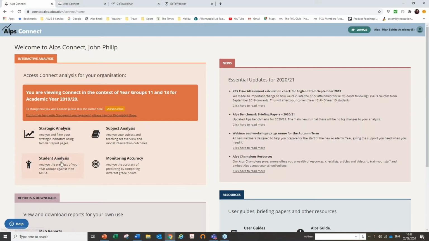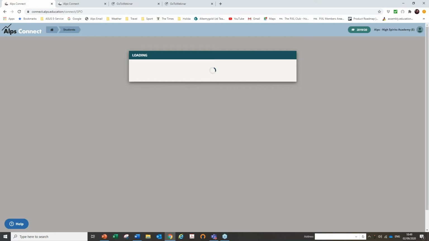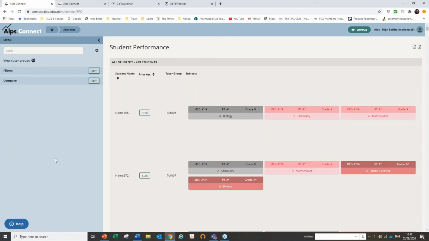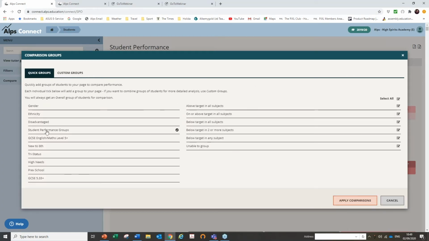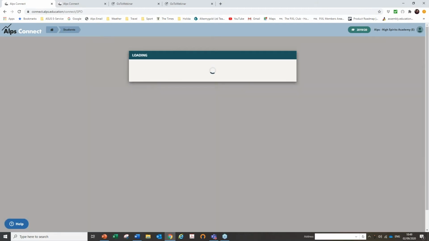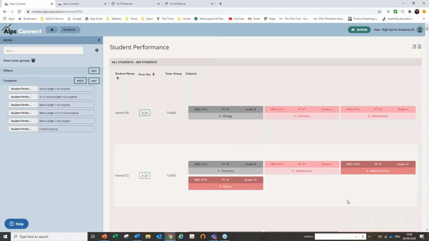I'm finally in this area going to look at student analysis before switching to the in-year evaluation. And I'm going to put a comparison filter on here, and it's going to be student performance groups, one that I would imagine you are all pretty familiar with, but it's still a very good way of breaking down your whole student cohort. And I'm going to apply that comparison.